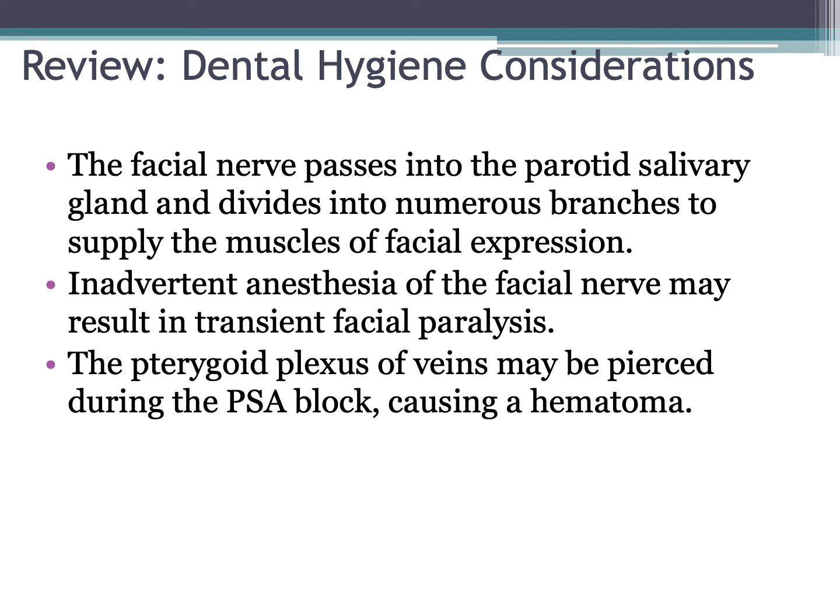Because the facial nerve passes into the parotid salivary glands, an inferior alveolar block which is too posterior may inadvertently anesthetize this nerve and result in transient facial paralysis. Posterior superior alveolar blocks are in close proximity to the pterygoid plexus, and posterior superior alveolar injections which are too posterior may nick this plexus and result in a significant hematoma.